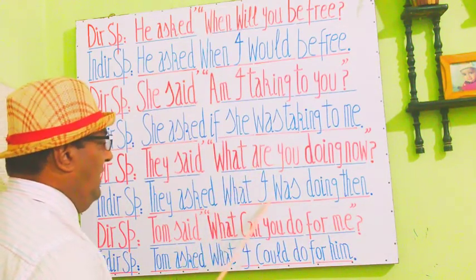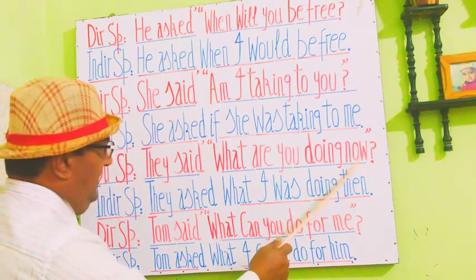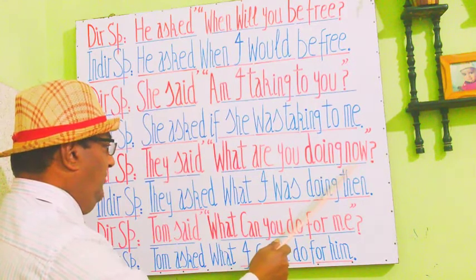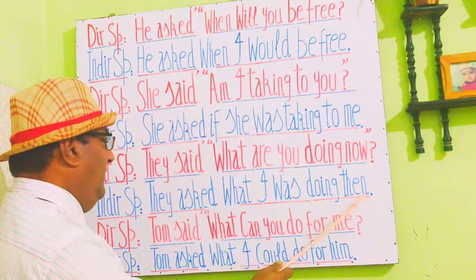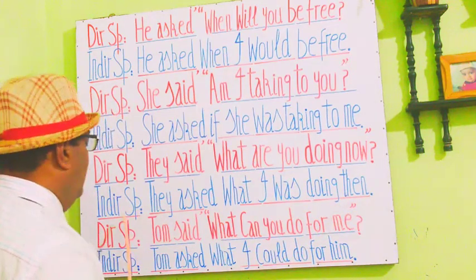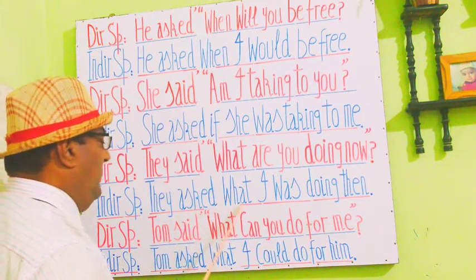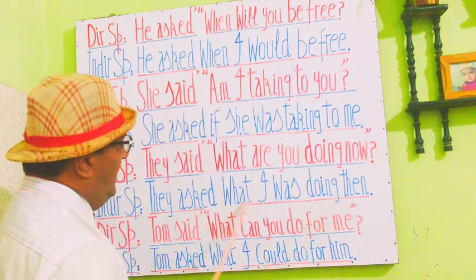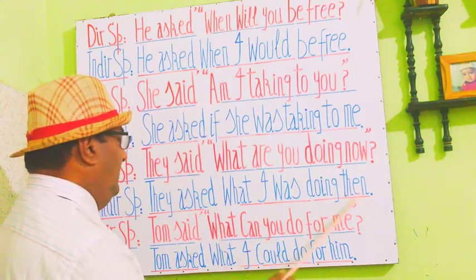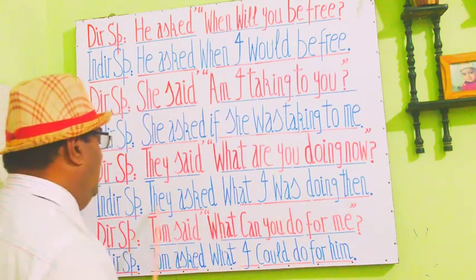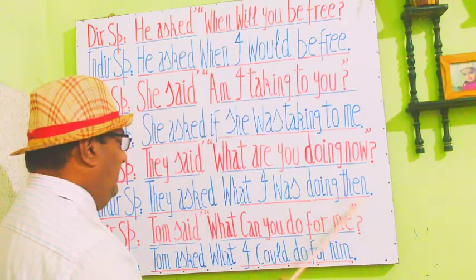So: what I was doing. Now you see a certain word here, "now." By rules, "now" is replaced by "then." So we write here "then" and a full stop. Now we read out this new statement in indirect speech. They asked, what I was doing then?